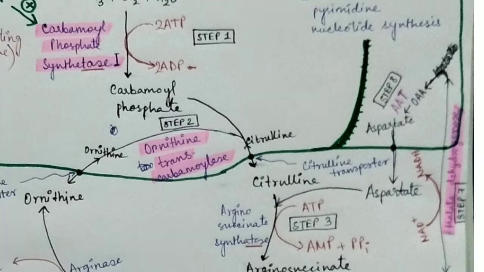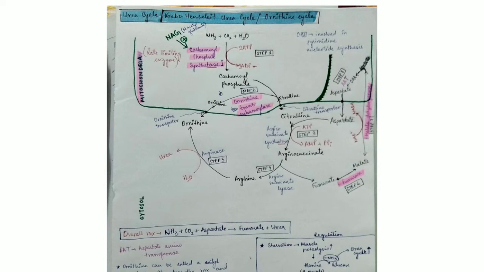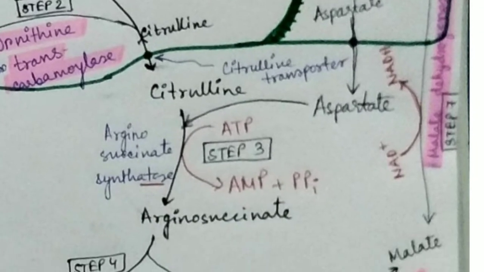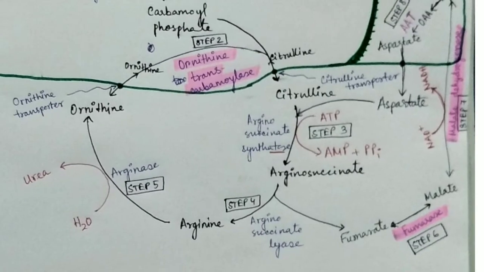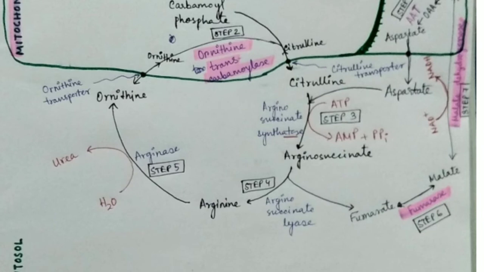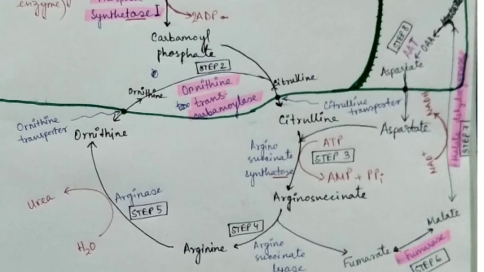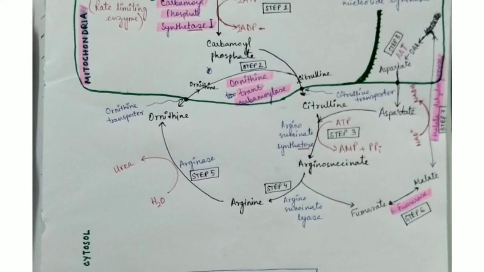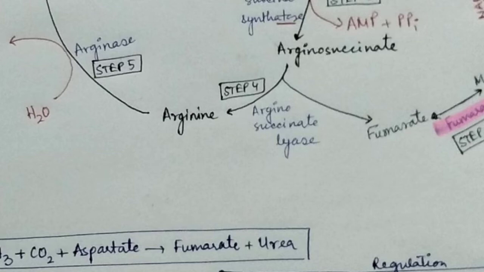And oxaloacetate is converted into aspartate using the aspartate aminotransferase. Then this aspartate again enters along with the citrulline to produce argininosuccinate. Now very important here, all the highlighted enzymes, fumarase and malate dehydrogenase, are present in the mitochondria, whereas the non-highlighted enzymes like aspartate aminotransferase, argininosuccinate lyase, and argininosuccinate synthetase, every non-highlighted one, is present in the cytosol.